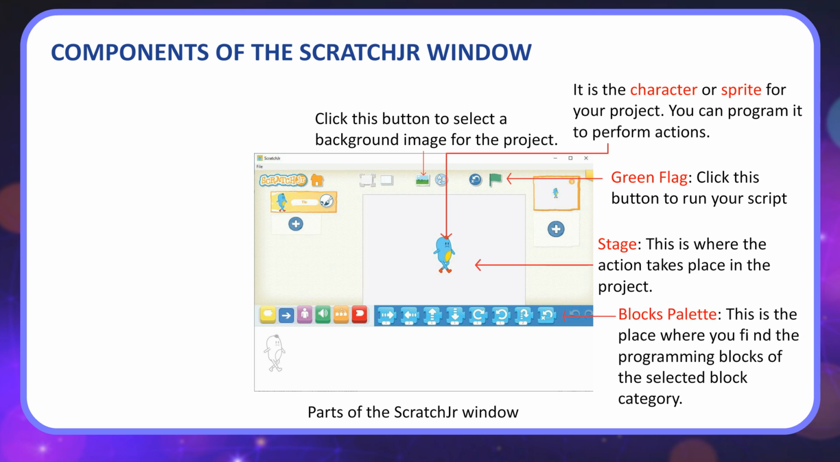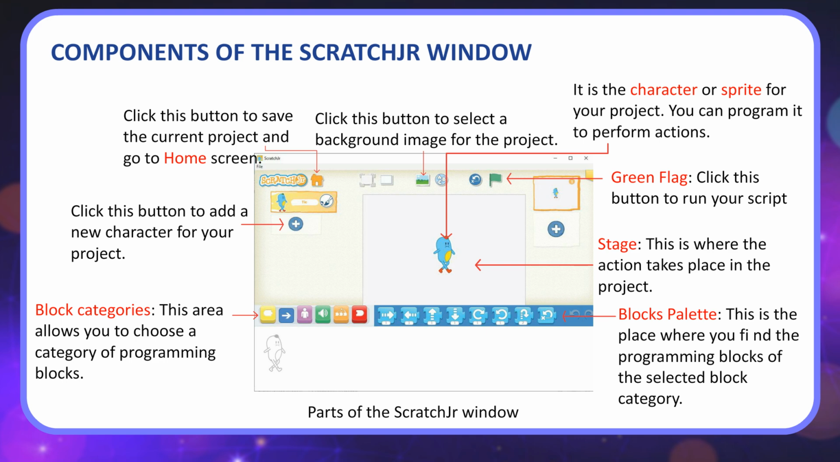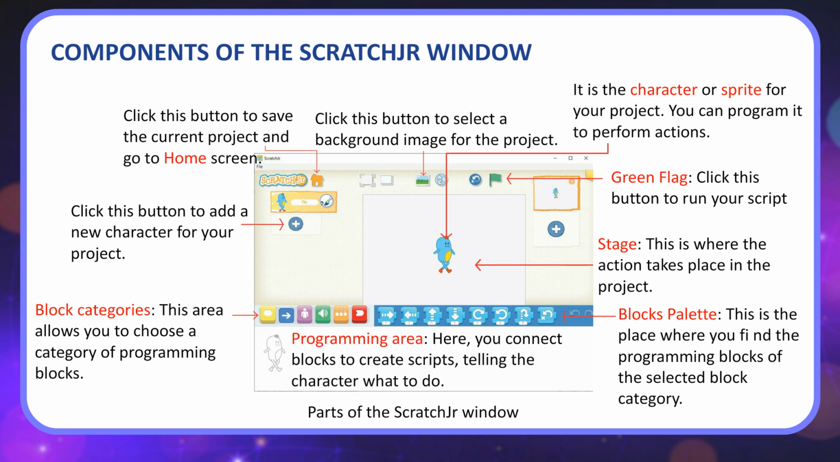Blocks palette. This is the place where you find the programming blocks of the selected block category. Block categories. This area allows you to choose a category of programming blocks. Click this button to add a new character for your project. Click this button to save the current project and go to home screen. Programming area. Here, you connect blocks to create scripts, telling the character what to do.